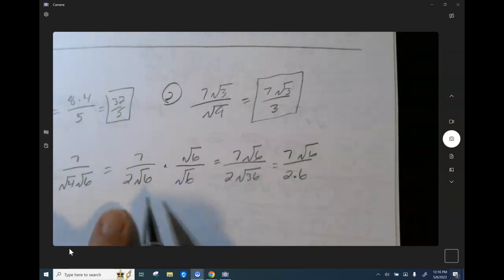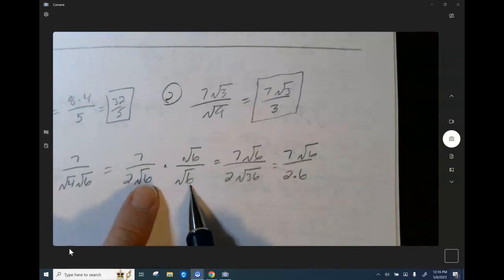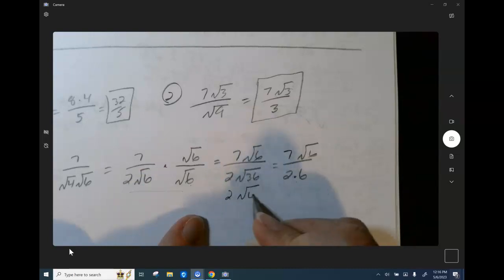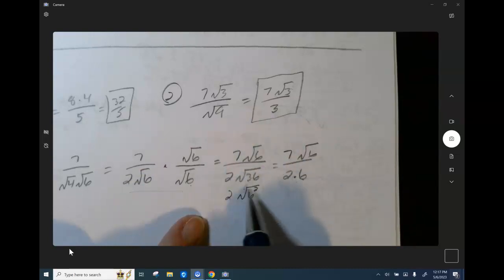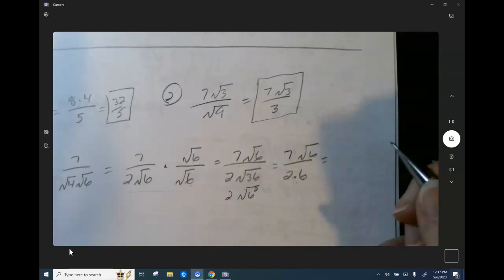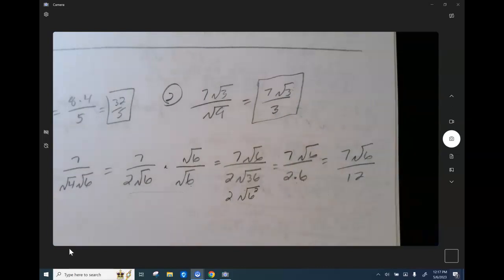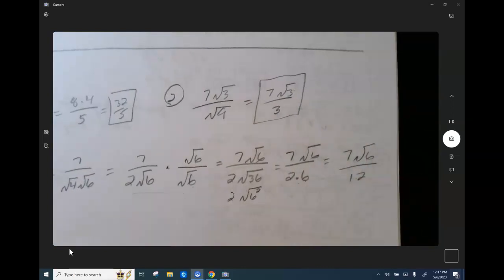And I can see some of you are going to go right from here to there. I'm fine with that, because you see that you're going to take a number times itself. This you could also write as 2 times the square root of 6 squared. So that's where that 6 comes from, because that's squared in the square root. Okay, anyway, whatever your mind sees, that's good. Over 12. Okay, and remember you cannot reduce the 6 and the 12 because the 6 is underneath and the 12 is not. So that just gives you a basic idea of what we're going to be doing there.